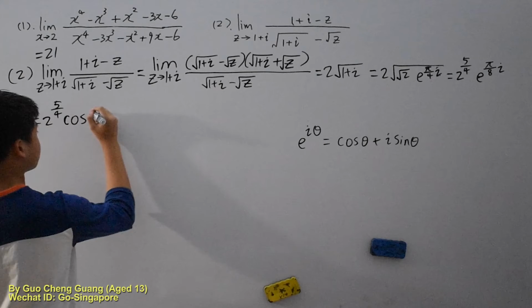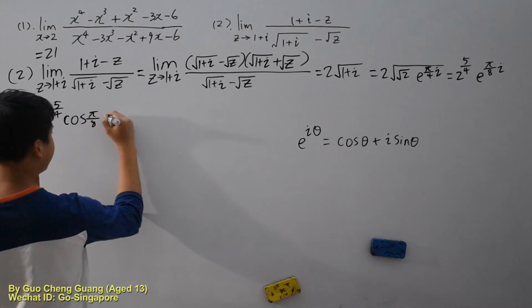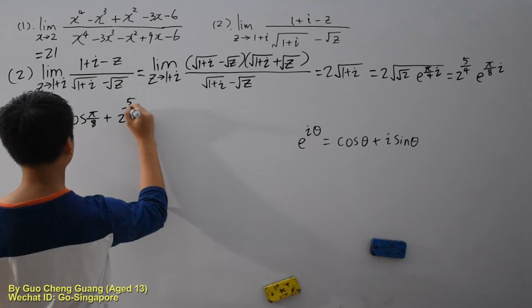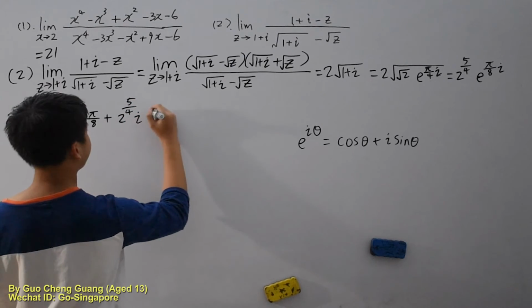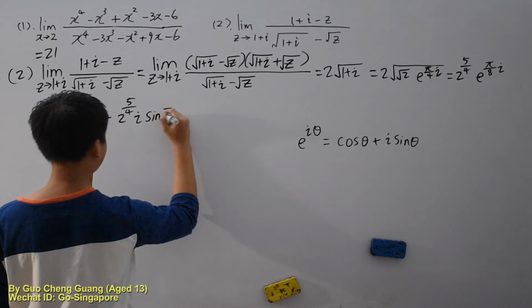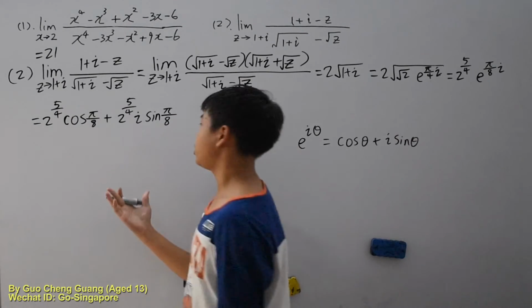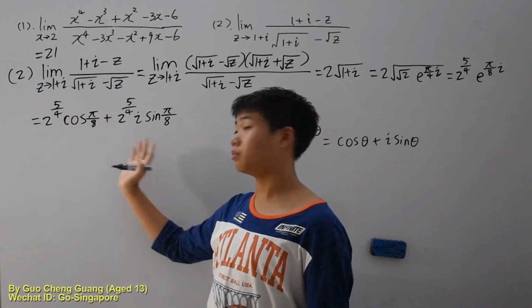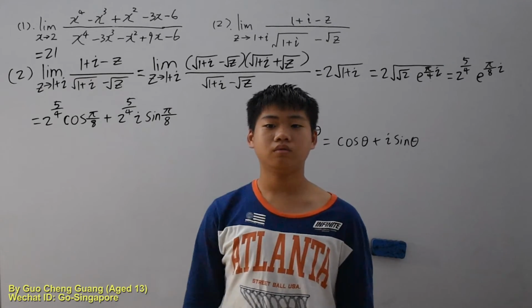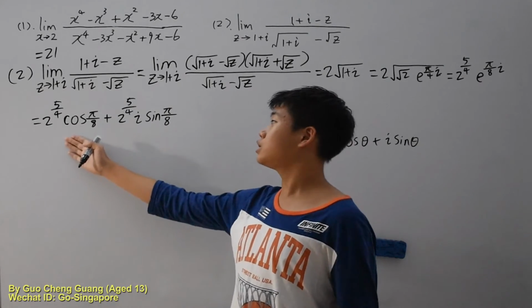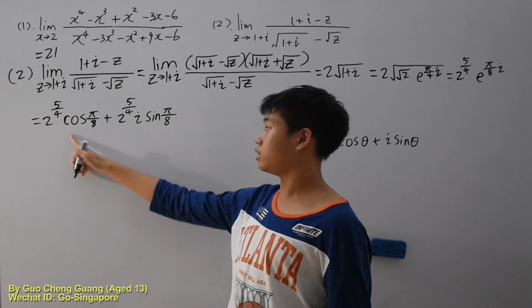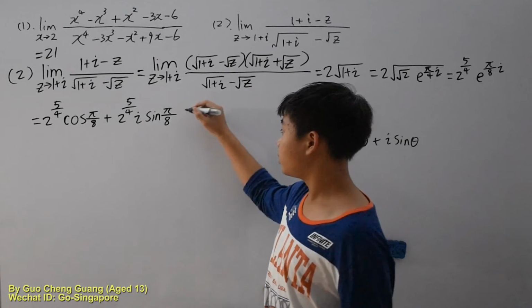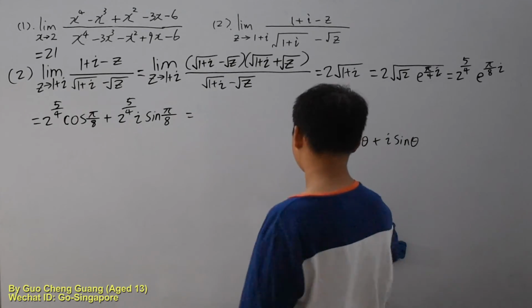And then you have cosine pi over 8. Then you add 2 to the power of 5 over 4, then i sine pi over 8. You think, are we done yet? Because we've already separated the imaginary part and the real part. But no, we can still continue to find the value of this cosine and the value of this sine. So that's the next part that we're going to continue with.